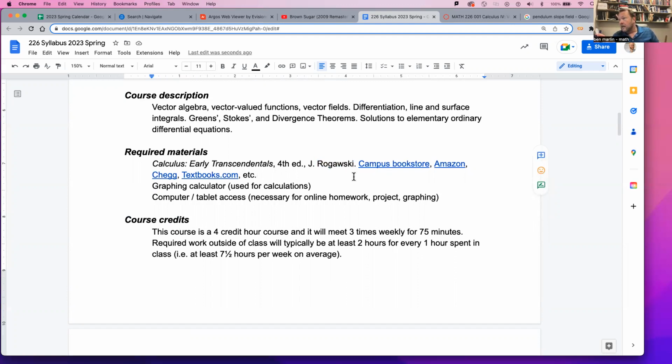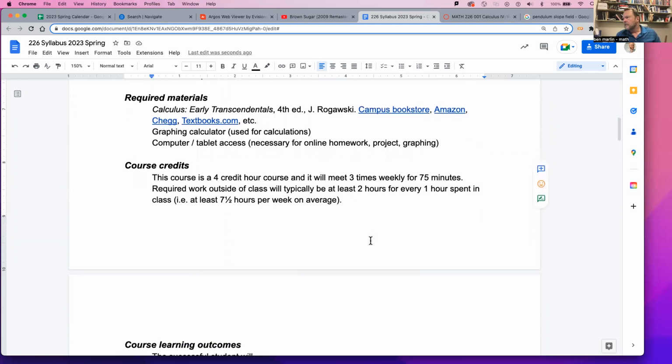Anyway, though, I should put the ISBN on there once I look it up later. You can get it at the campus bookstore, and because of the way the pricing and the fees have changed, it's probably just as easy to go there as to order it from Amazon.